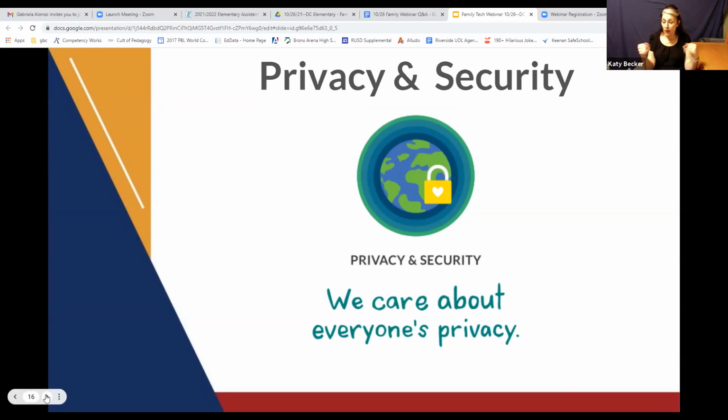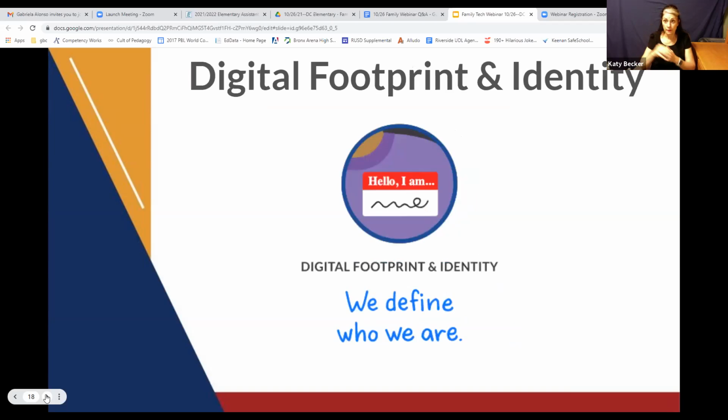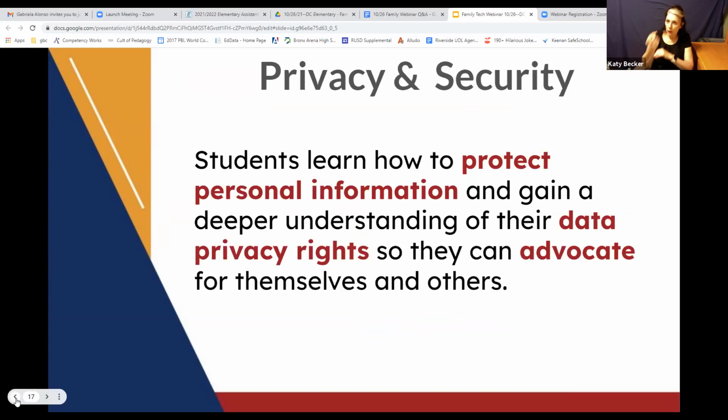We also want to make them aware of potential risks and ways that they can keep themselves safe so that they don't end up having any sort of potentially harmful consequences, like identity theft or, when they get older, financial exploitation. Students learn how to protect themselves with that information. They gain a deeper understanding of their data privacy rights, and they can also advocate for themselves and others.